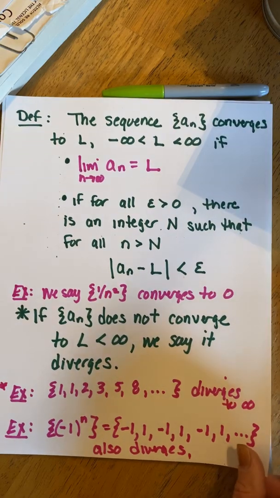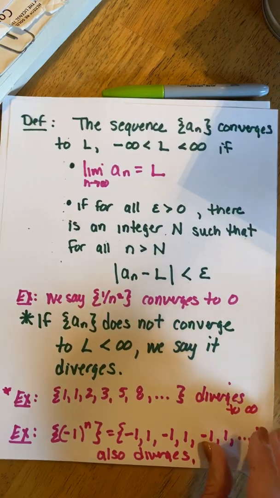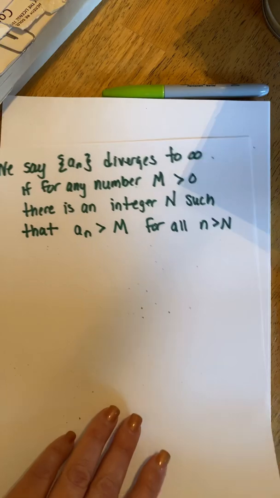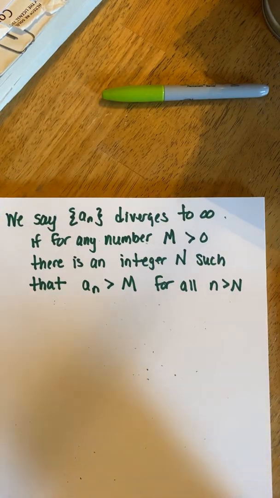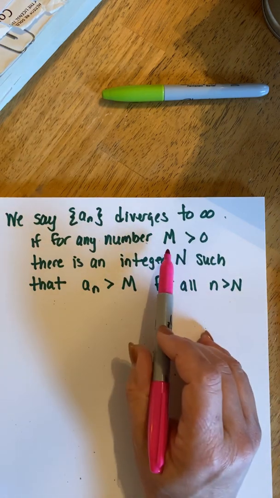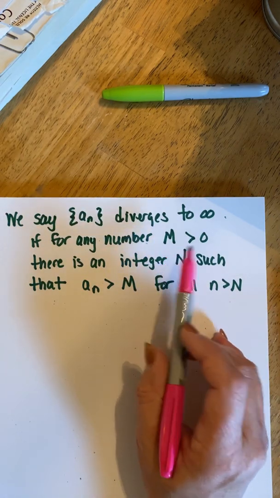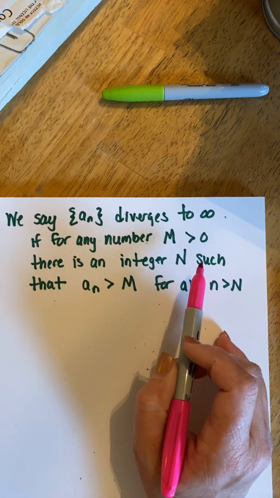We have a definition for diverging to infinity. The definitions are a lot worse than the actual practice. We say that a sequence diverges to infinity if for any positive number we choose, eventually all the sequence elements are bigger than that number.